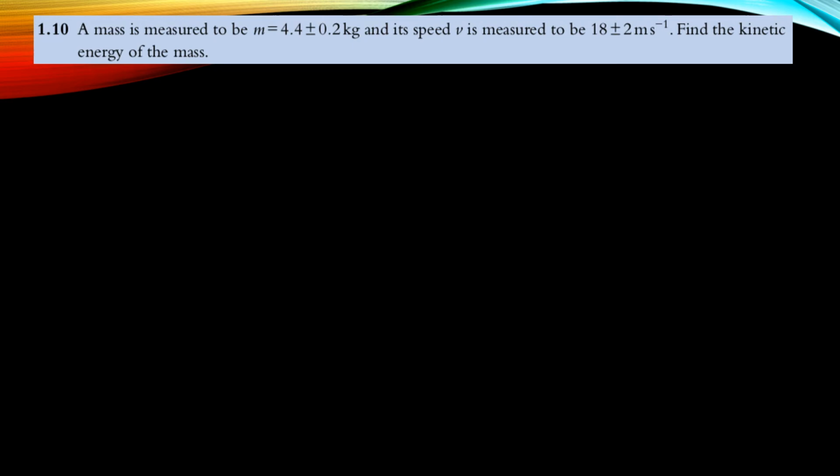Let's have a look at an example. A mass is measured to be 4.4 plus or minus 0.2 kilograms, and its speed is measured to be 18 plus or minus 2 meters per second. Find the kinetic energy of the mass. So what do we need? Well, firstly, we can calculate the kinetic energy.